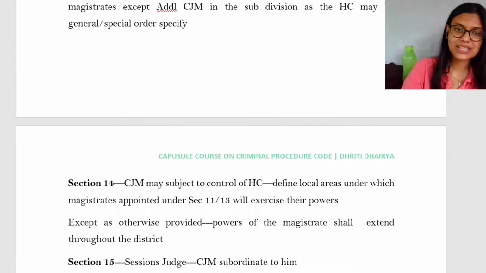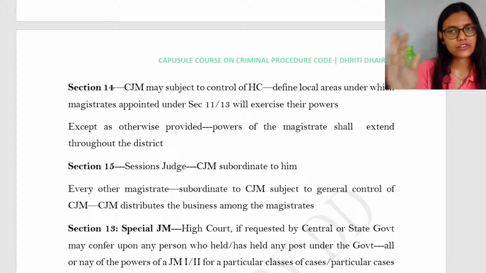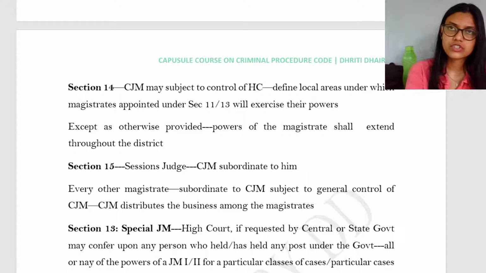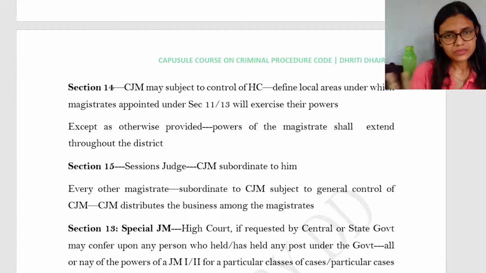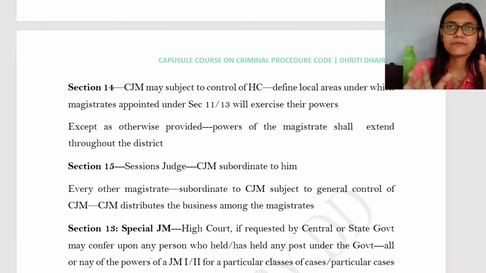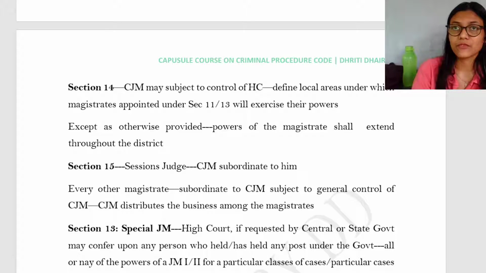And section 14 is saying that the chief judicial magistrate will always be subject to the control of the High Court, and the chief judicial magistrate is the one who will define which local areas will come under which magistrate and how they will exercise their powers. And except if there's an exception given somewhere, wherever a magistrate has been appointed, his powers will extend throughout that particular district.